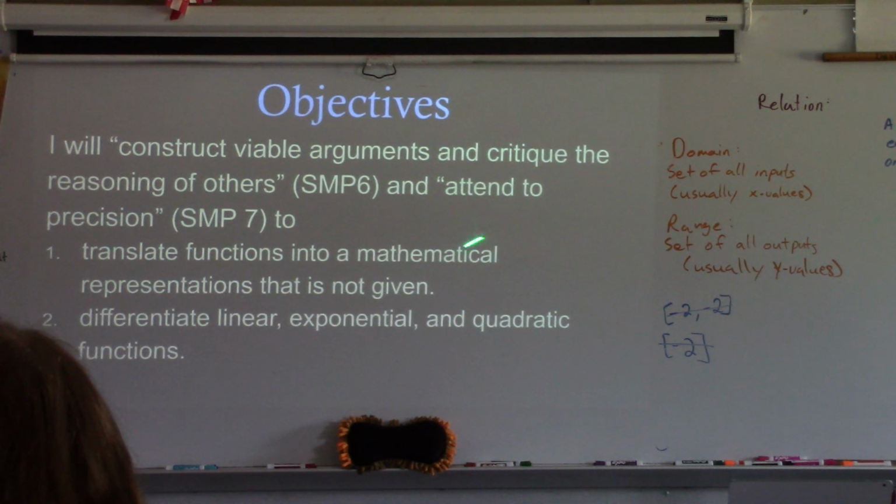So, and then we also need to attend to precision to do these 2 objectives. Desiree, can you read our first objective for us today? Translate functions into mathematical representations that is not given. Right. So we're translating functions. We want to be able to move comfortably from one representation to the other, because moving between those representations will help us understand each function a little bit better and make sure that we understand what kind of function it in fact is. Corel, can you read our second objective today?